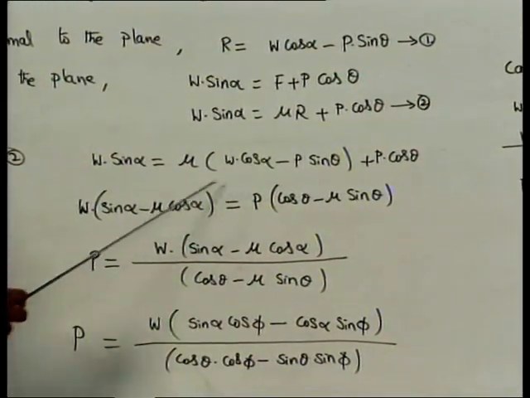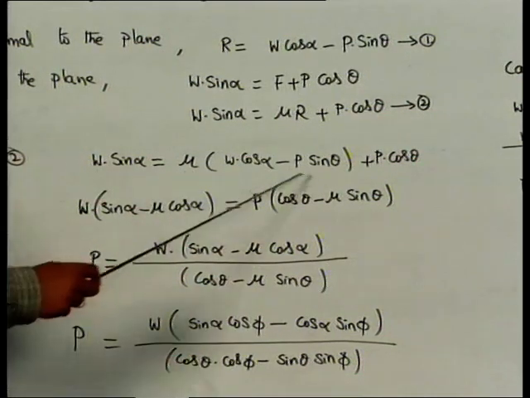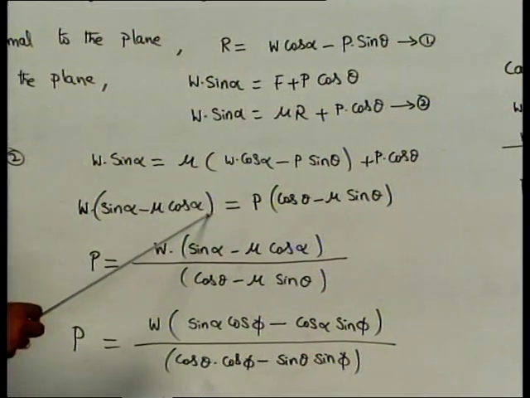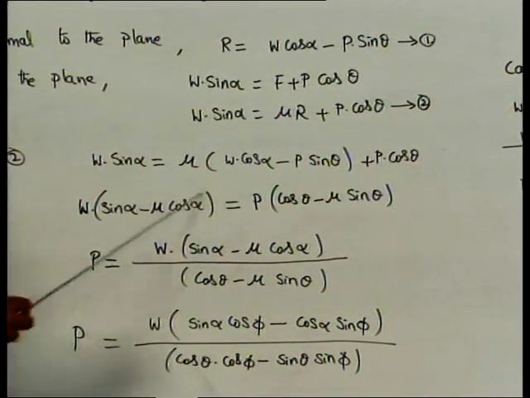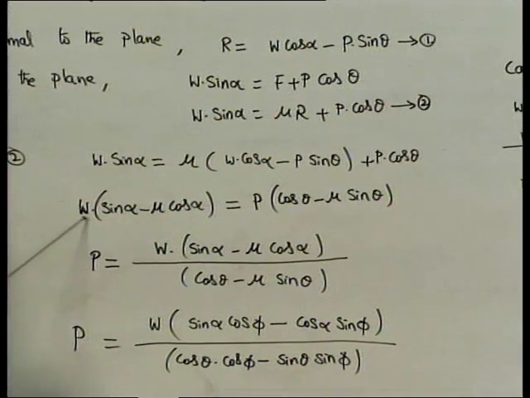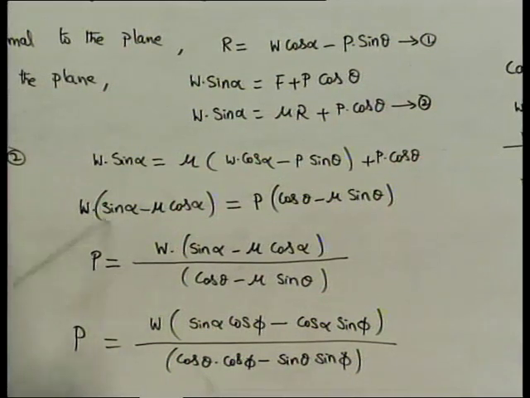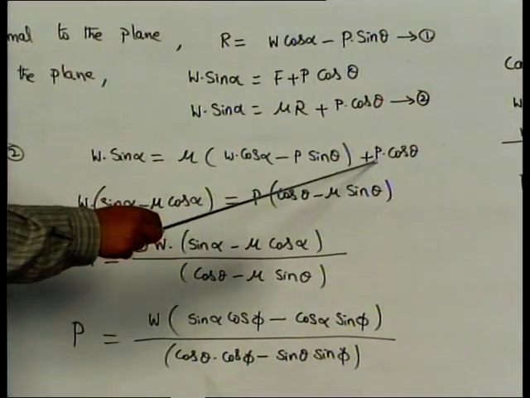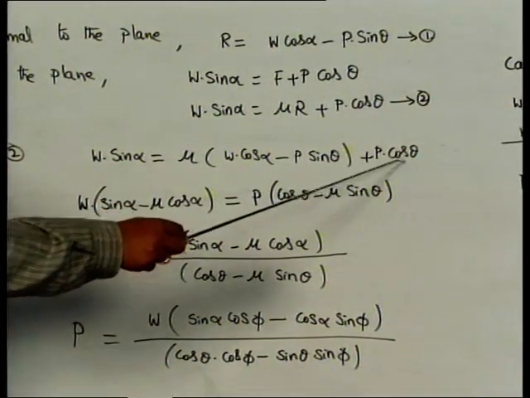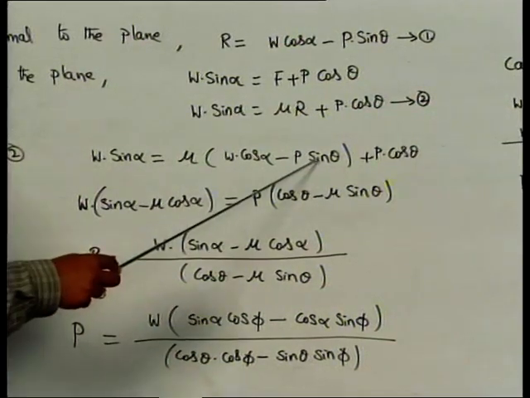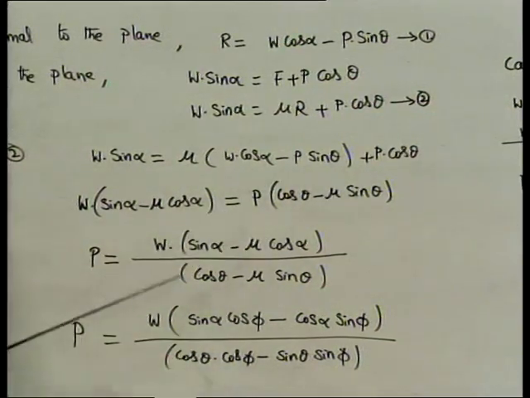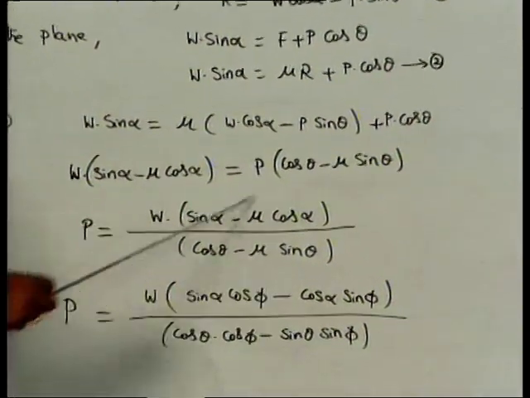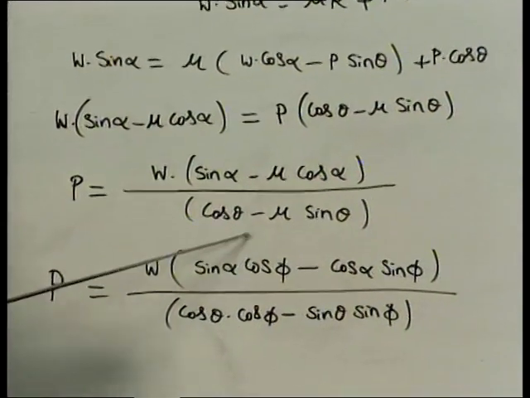Now, bringing this mu W cos alpha to the left side, it becomes minus when it comes to the left side, and W I have taken outside. So, sin alpha minus mu cos alpha is equal to, taking P common now, P into cos theta minus mu sin theta. So, P is equal to, bring cos theta minus mu sin theta as a denominator.